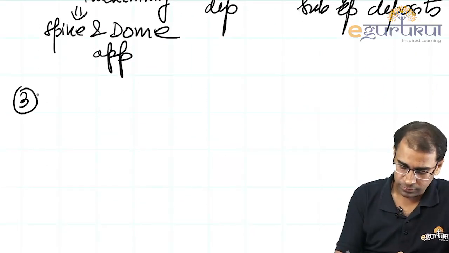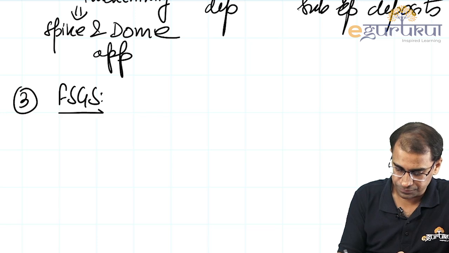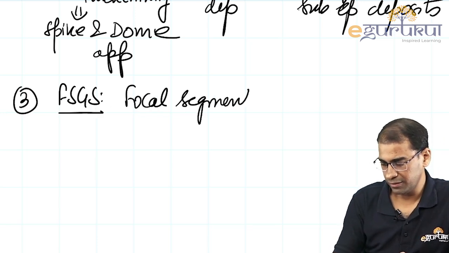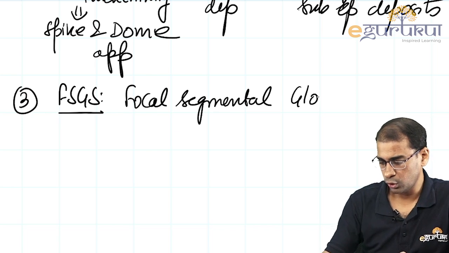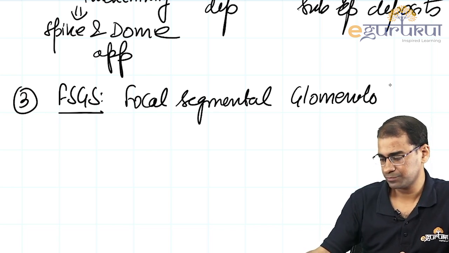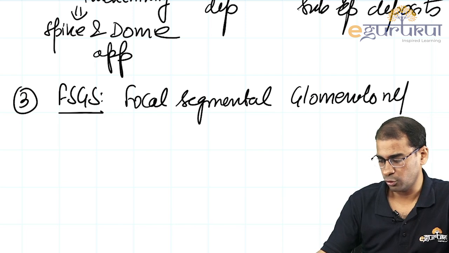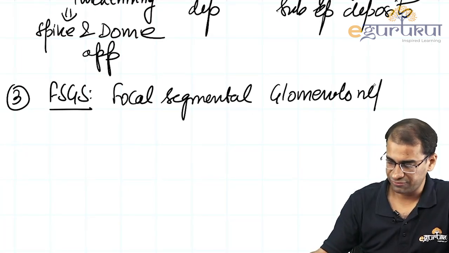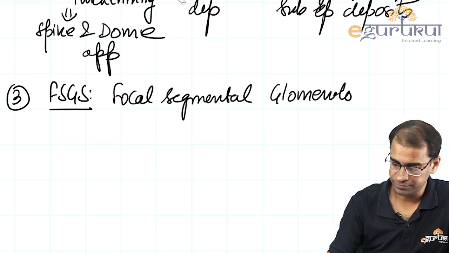The third one is FSGS, the name is focal segmental glomerulonephritis, okay, glomerulosclerosis, not nephritis. Glomerulosclerosis, FSGS is the name, not FSGN.